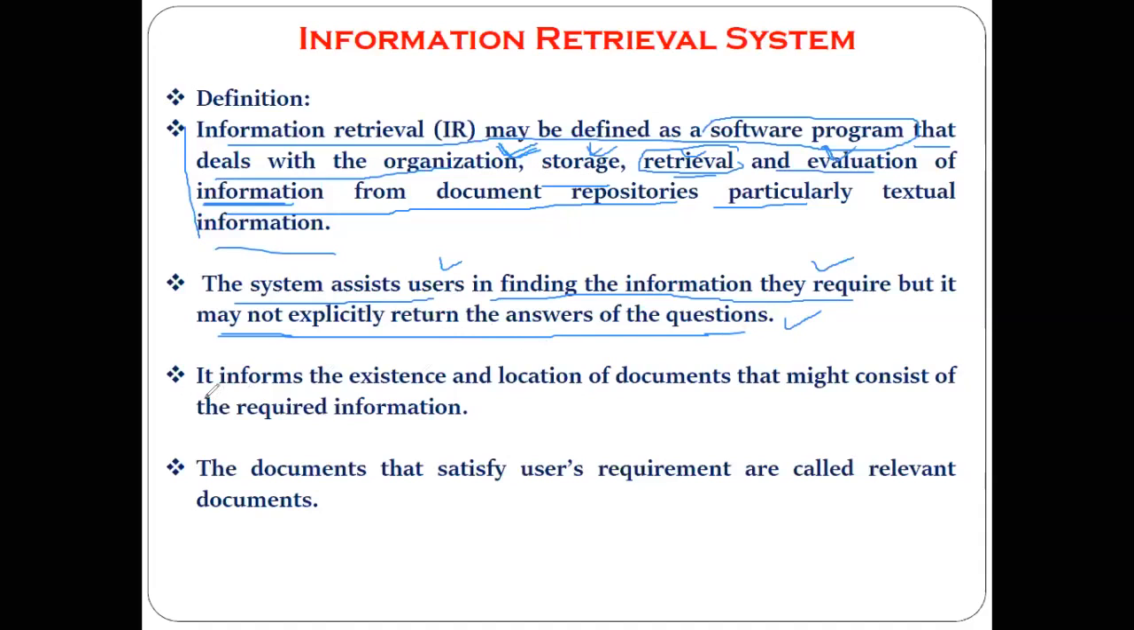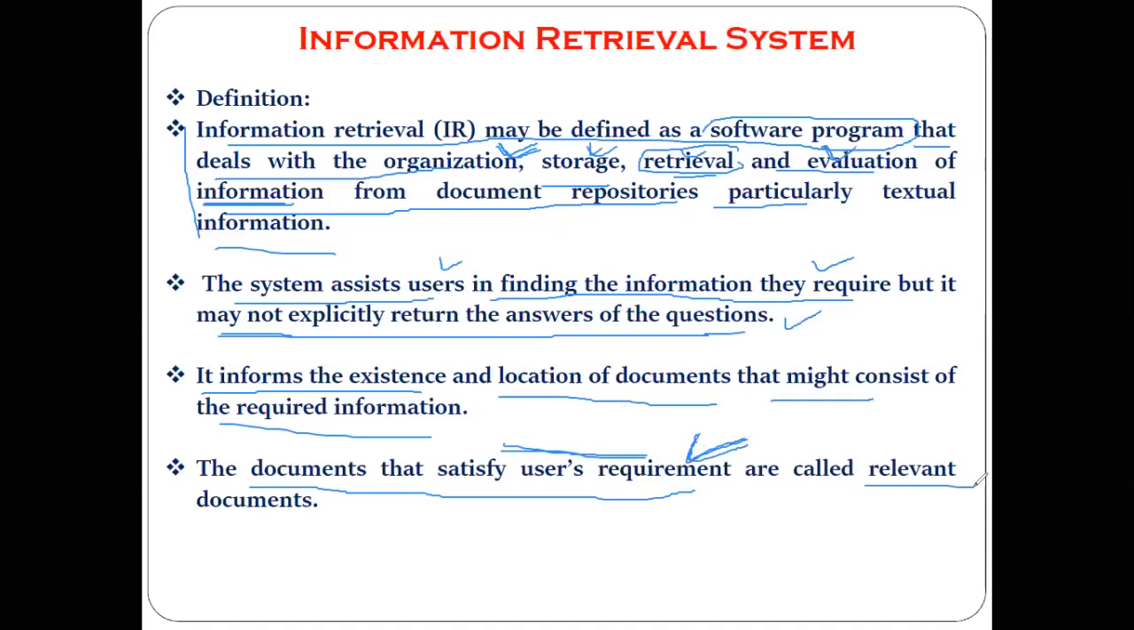Understood? So this system informs the existence and the location of the documents that might consist of the required information. So information retrieval system shows you where this information is present. Like you see on a certain website that information is present, the location of that website, etc. And this document satisfies the user requirements. When you type the query and you get certain documents as output, those documents will satisfy the user requirements. Those documents are referred to as what? The relevant documents.